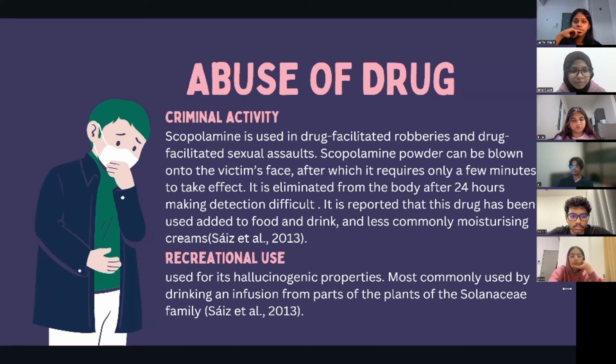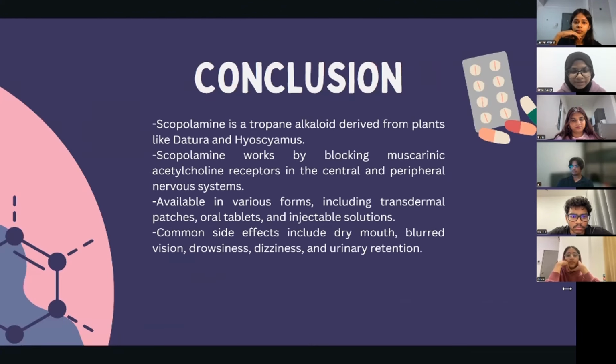With the active dose of scopolamine being very close to the lethal dose, it's extremely risky and highly unethical to abuse this drug. To conclude this presentation, scopolamine is a tropane alkaloid derived from plants like Datura and Hyoscyamus.